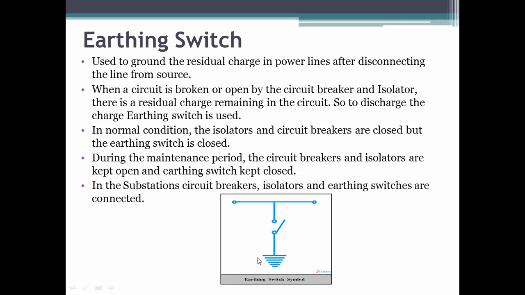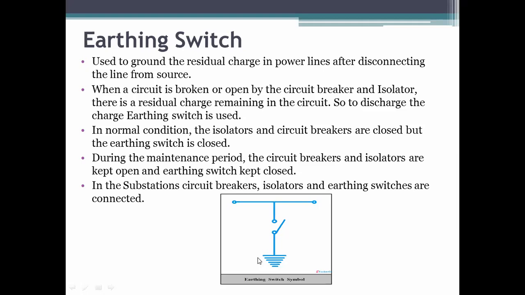So what actually happens? Is anyone having an idea about residual charge? You have seen residual magnetism, which you may have studied in basic electrical engineering or in machines also. Likewise, there is a residual charge. So I'll explain that. What is actually that case?